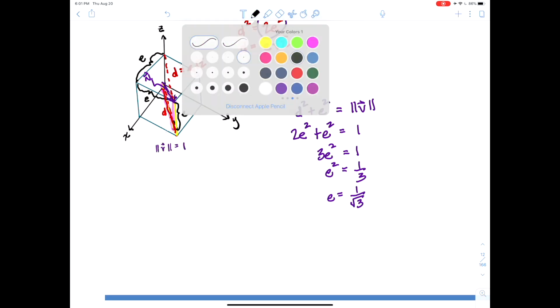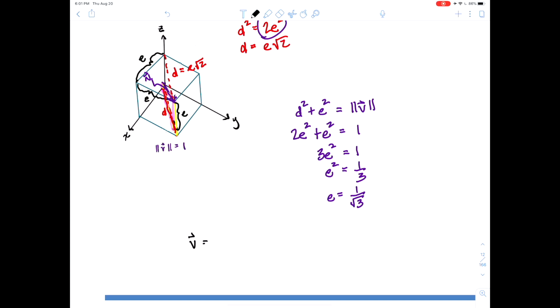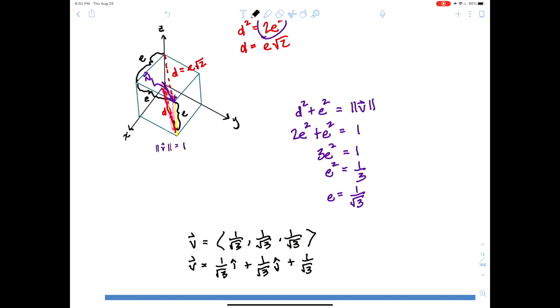So what have we found? We found that v is equal to 1 over root 3, 1 over root 3, 1 over root 3, and you can also write that as 1 over root 3 i plus 1 over root 3 j plus 1 over root 3 k, if you want to.